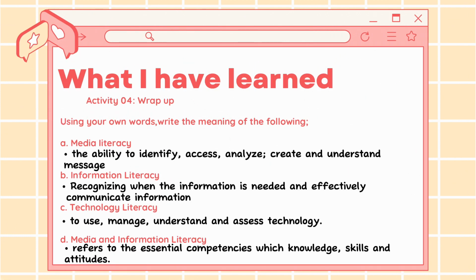What I have learned. Activity 4, wrap up. Using your own words, write the meaning of the following. A. Media literacy. The ability to identify, access, analyze, create, and understand messages. B. Information literacy. Recognizing when information is needed and effectively communicating information. C. Technology literacy. To use, manage, understand, and assess technology.